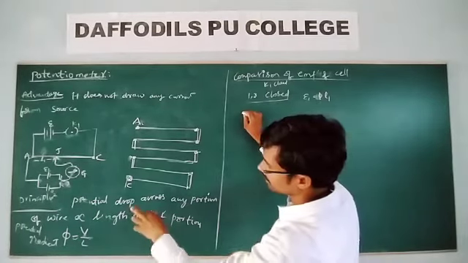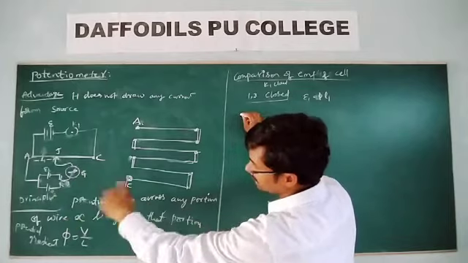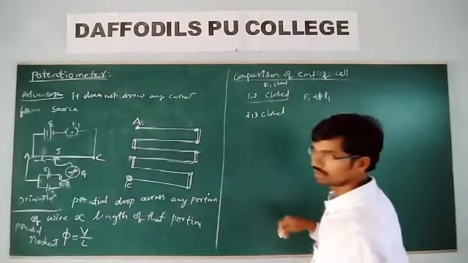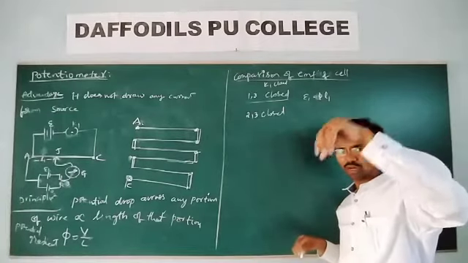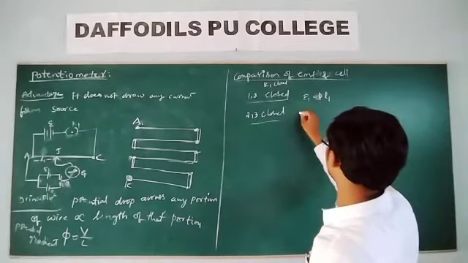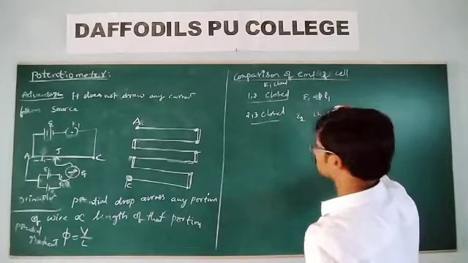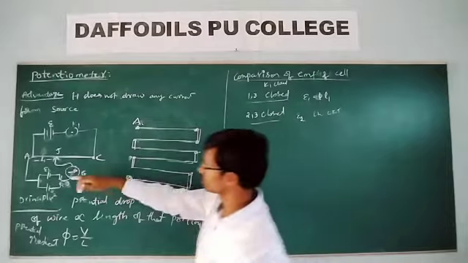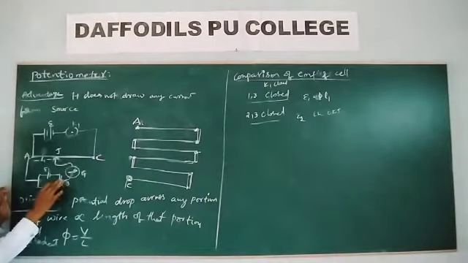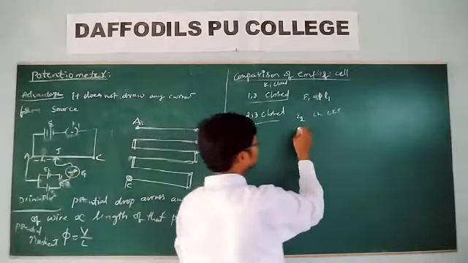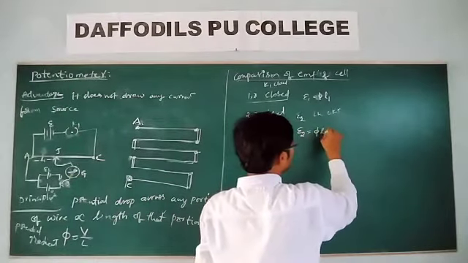Similarly, when 1 and 3 are disconnected, if you close 2 and 3, the key is placed between 2 and 3. So what will happen in that case? E2 is in the circuit, and current flows through this E2. Again we measure the balancing length for E2. Therefore, E2 is equal to phi L2.